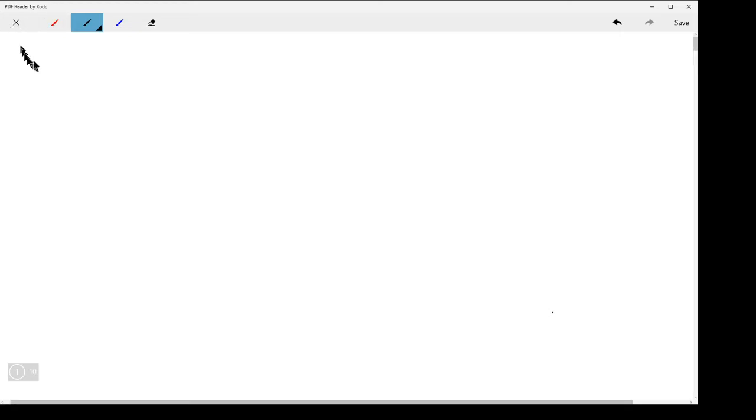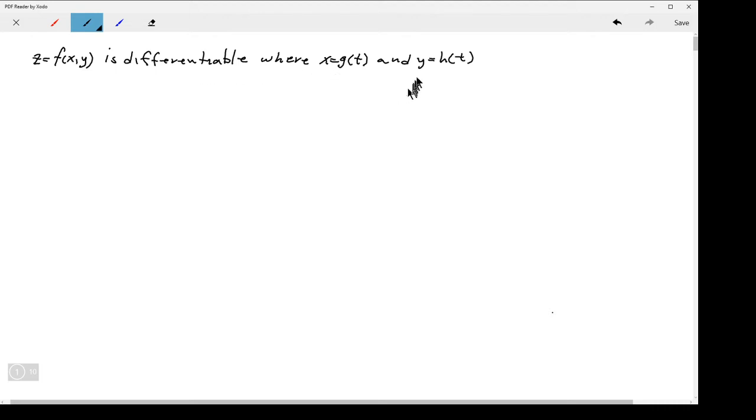So let's say we have z is a function of x and y, a differentiable function in x and y, where we're parameterizing on t. So let's say x equals g of t and y equals h of t. All right, so f of x, y is a differentiable function of x and y, where x and y are parameterized on t.